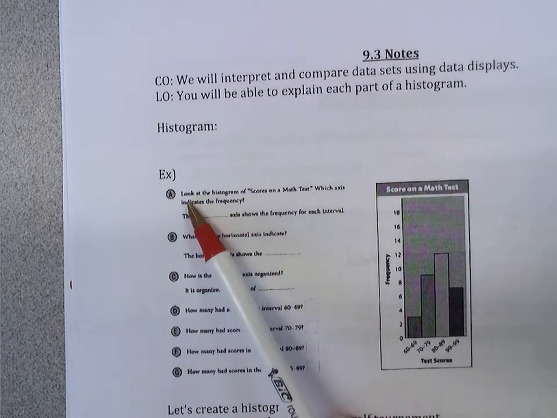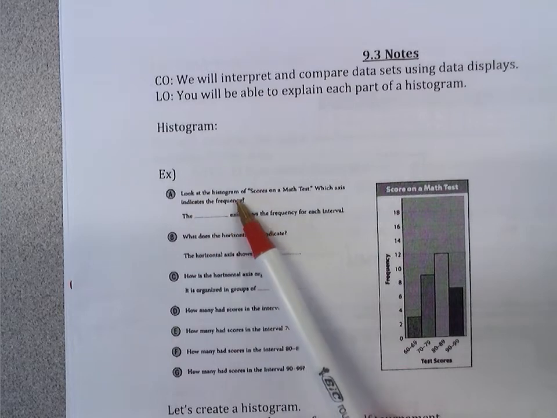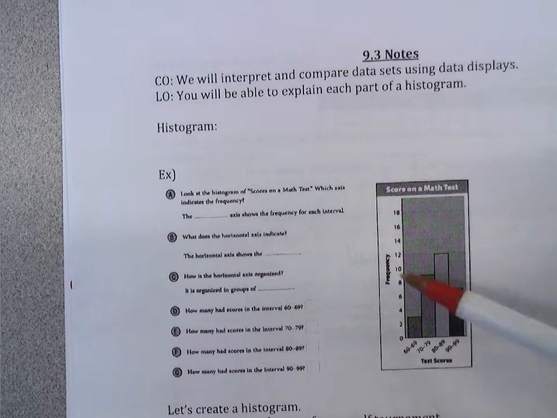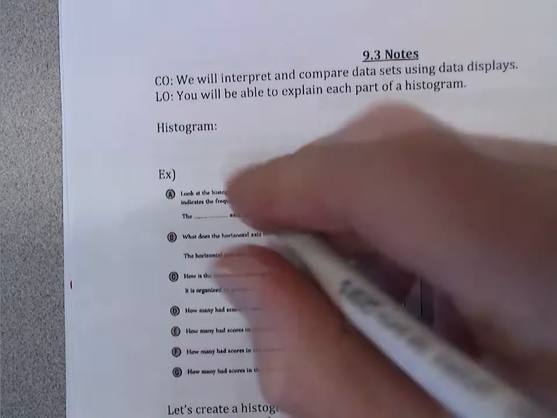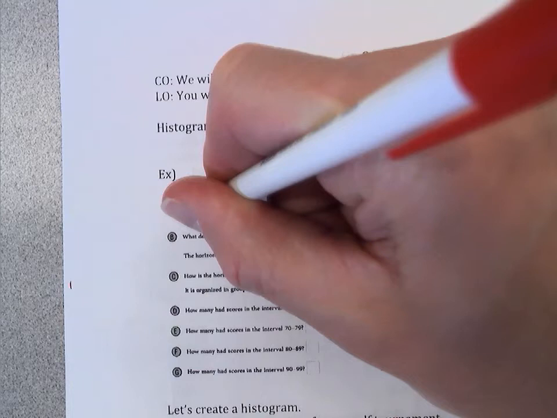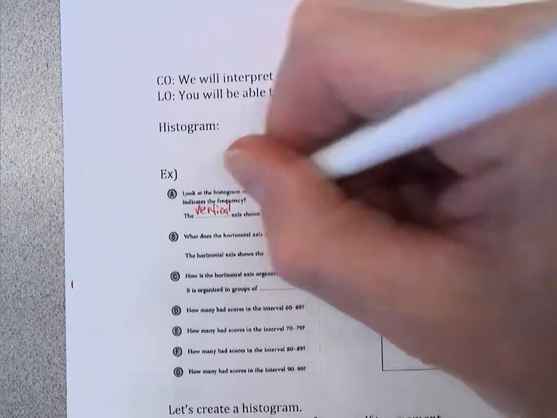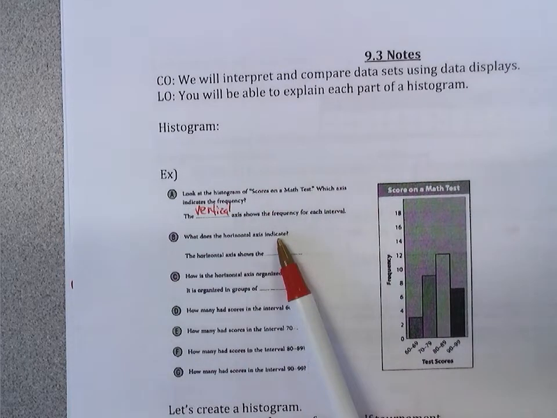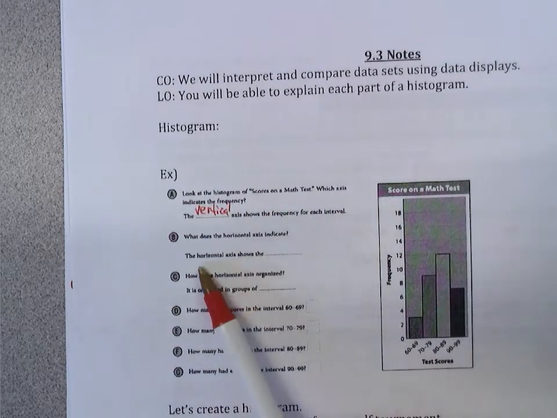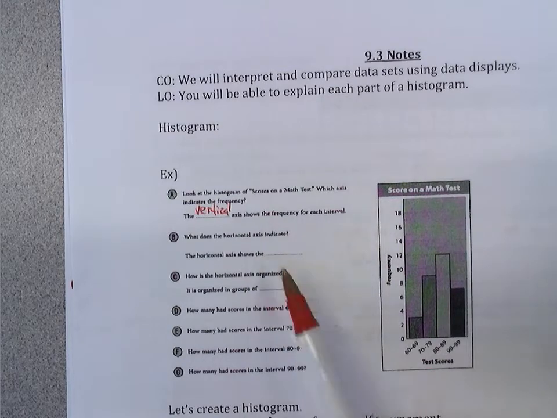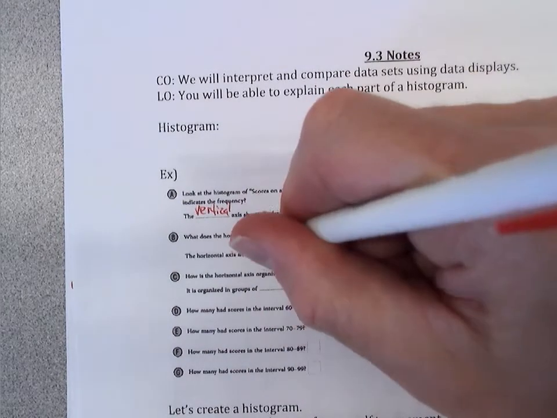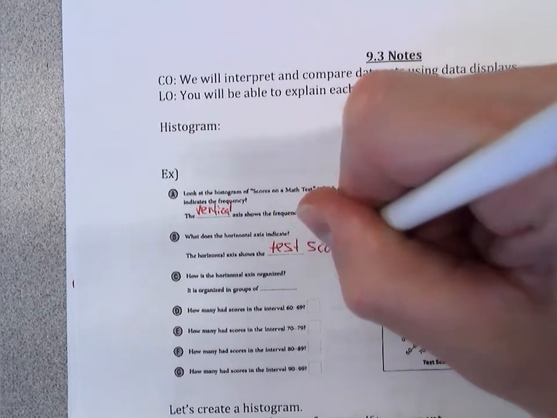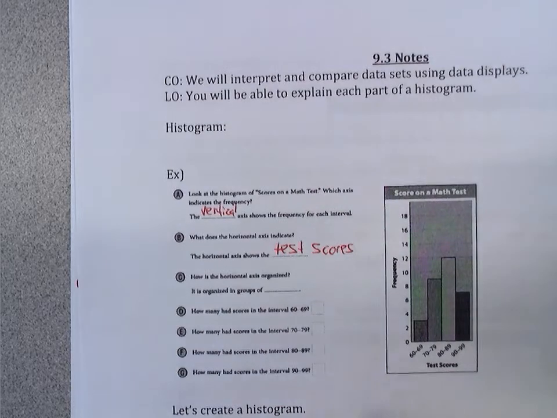So let's answer some questions about this histogram. Look at the histogram of scores on a math test. Which axis indicates the frequency? It shows us along the side, so the vertical axis shows the frequency. What does the horizontal axis indicate? The horizontal axis shows us the test scores. So this is all about how to read these.